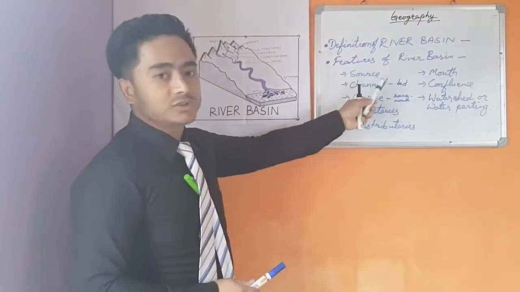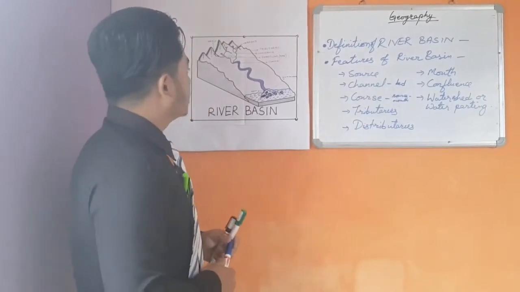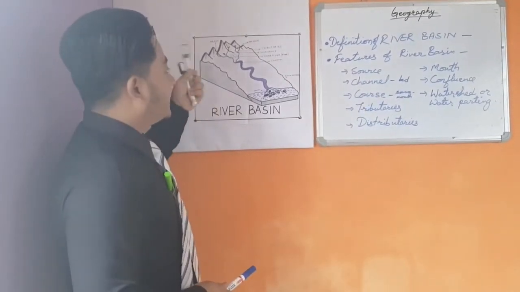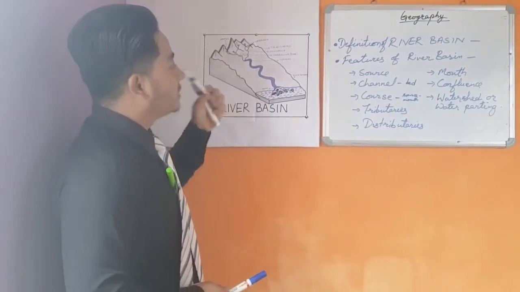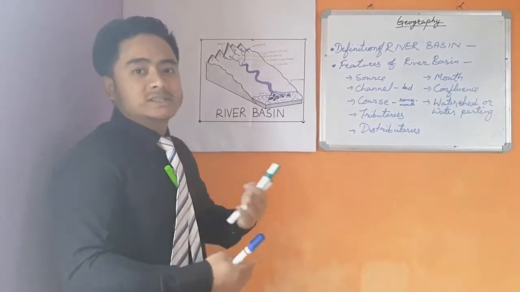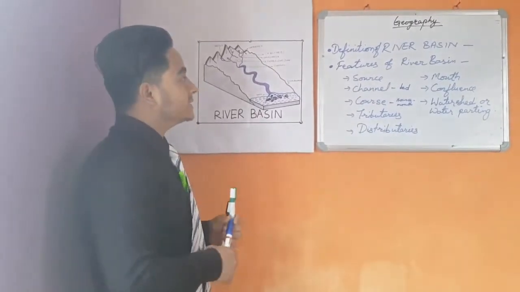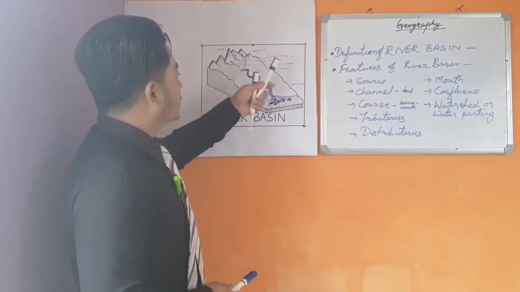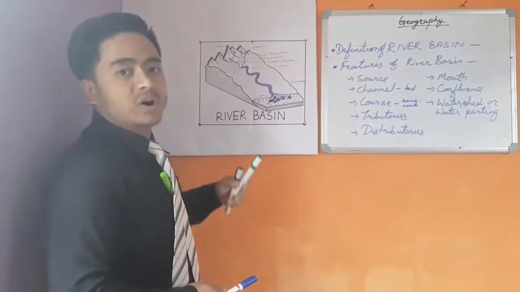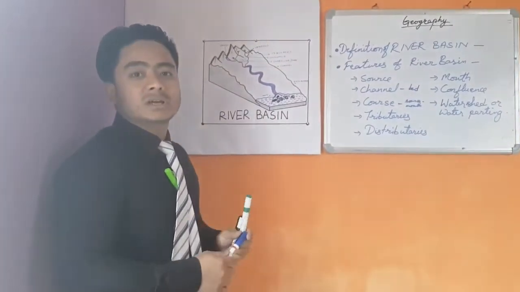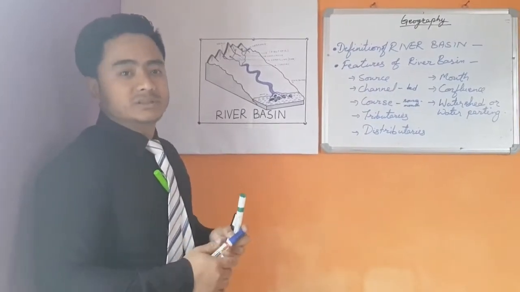Source. The first feature of a river basin is source. Source means the place where the river originates or starts. That is called the source. Like most of the rivers in our country, India, originate from the mountainous area, that is, from the Great Himalayan mountain range.